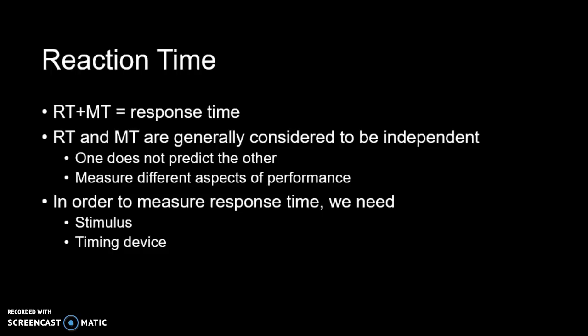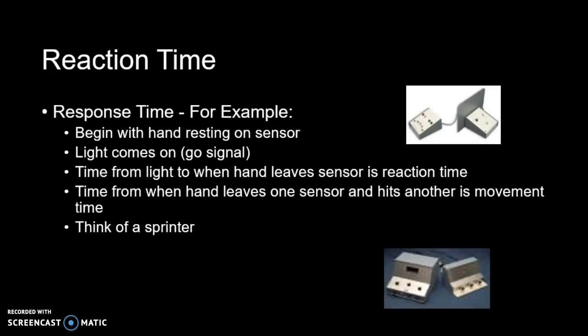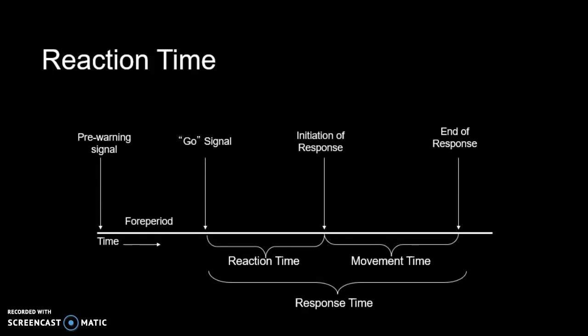So in order to measure response time, we need a stimulus and we need a timing device. For example, think of it, if you begin with your hand resting on a sensor, a light comes on, which would be like a go signal. The time from the light coming on to when your hand leaves the sensor would be reaction time. Time from when the hand leaves one sensor and hits another is movement time. So kind of think of a sprinter, like 3, 2, 1, go, and then when they end, their reaction time and then their movement time, beginning and end.